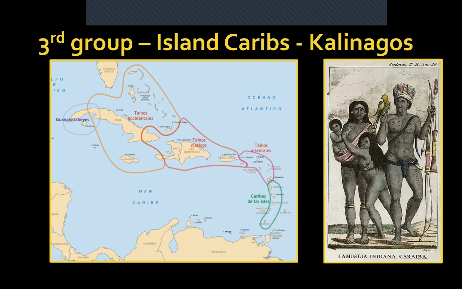They were so fierce that even into the late 1700s, they were fighting off the British, and the British had to sign peace treaties with those groups. But eventually they were assimilated into other groups that were brought across.